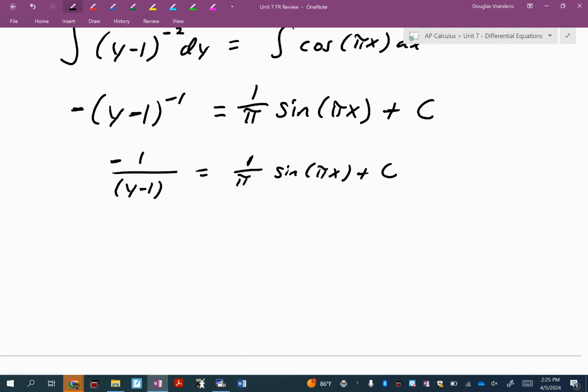Okay. Now, if you look at this first, when I look at this, I see that I have this 1 over pi. If I want to move this 1 over pi to the other side, what should I do to both sides? Times by pi. So when I multiply this whole side by pi, this is going to go away. And where's my pi going to end up? In the numerator on the other side.